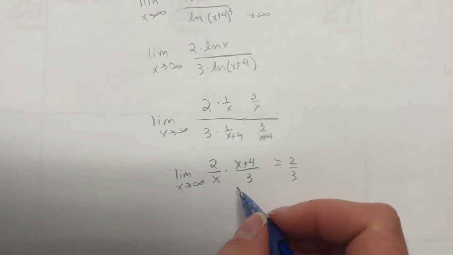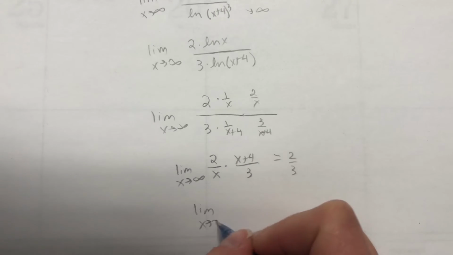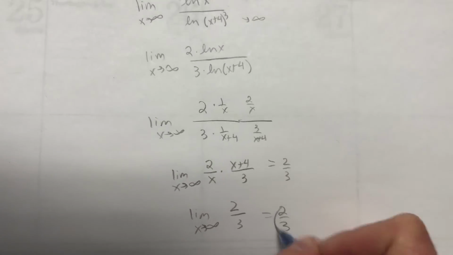If you have trouble seeing that, you can always just take the derivative of the top, take the derivative of the bottom. So the derivative of the top will be 2. The derivative of the bottom will be 3. So your answer is 2/3.